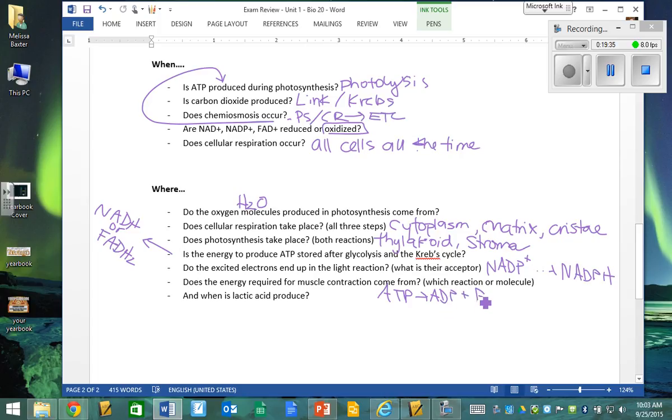And then where and when is lactic acid produced? Muscles. Remember, some types of cells don't do this, like brain cells. Brain cells die without oxygen. Muscles can do anaerobic respiration if you are doing strenuous exercise, for example.